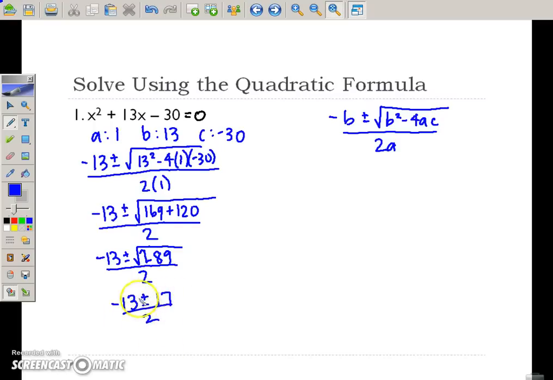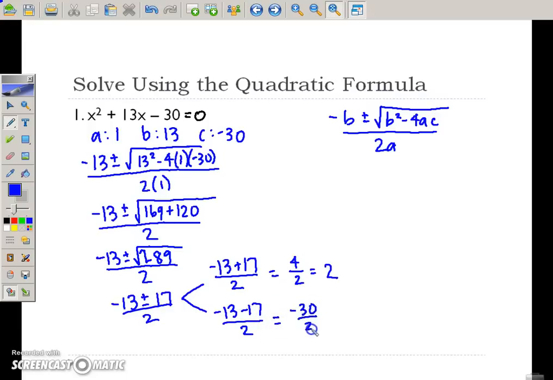Now, once you've simplified it all the way down to this plus or minus, that's where we get our two solutions from. Alright, so once we simplify as far as we can, then we can break it apart. We can say negative 13 plus 17 divided by 2, and then negative 13 minus 17 divided by 2. Negative 13 plus 17 gives us 4, divided by 2 is 2. Negative 13 minus 17 is negative 30, divided by 2 is negative 15. So our answers are 2 and negative 15.